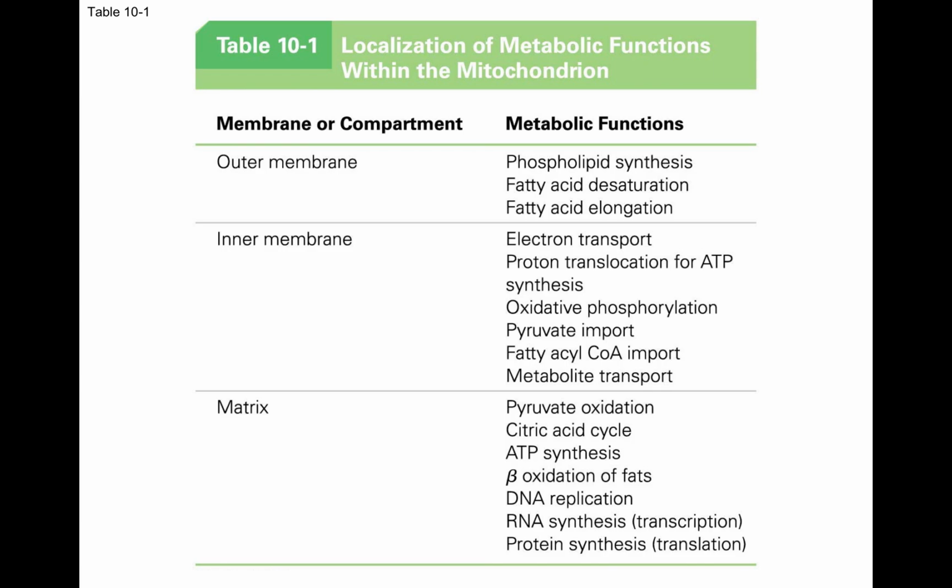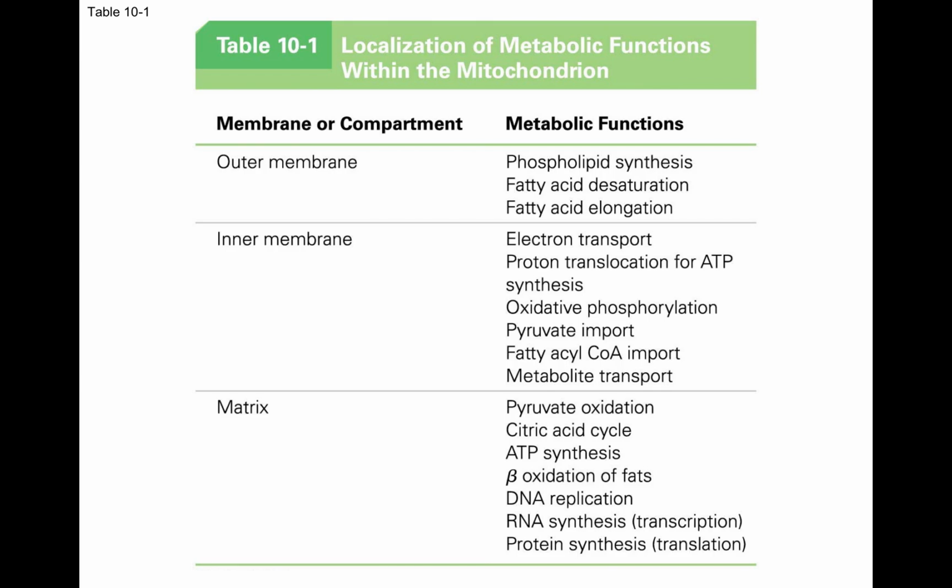So compartmentalization is very important to cell function in general, eukaryotic cell function, and within organelles it's also important. There are different compartments of mitochondria. In the outer membrane you get phospholipid synthesis, fatty acid desaturation, and that's putting in double bonds. Fatty acid elongation, going from say 18 carbons long to say 26 carbons long. On the inner membrane, that's where the electron transport chain is.